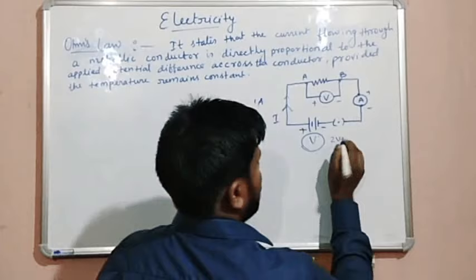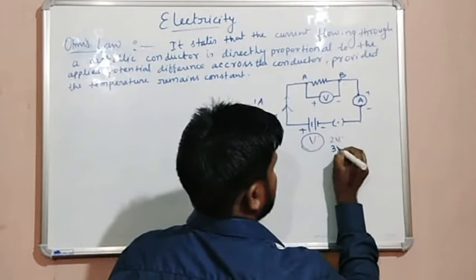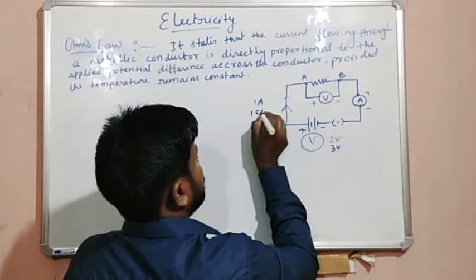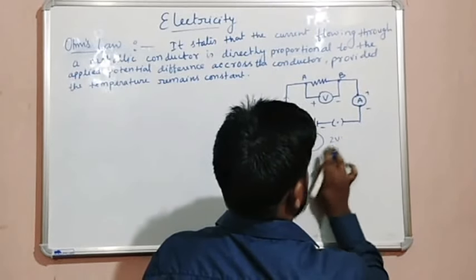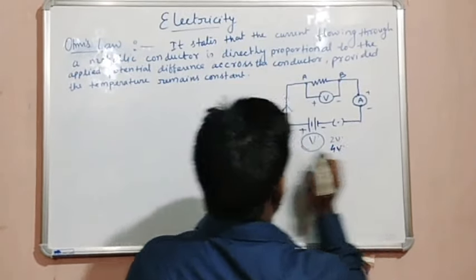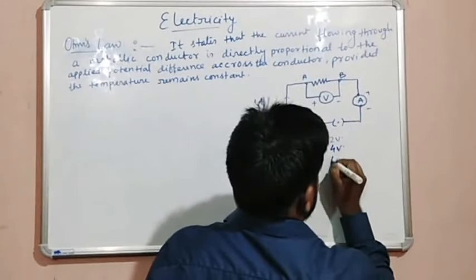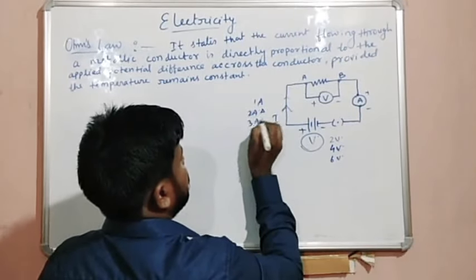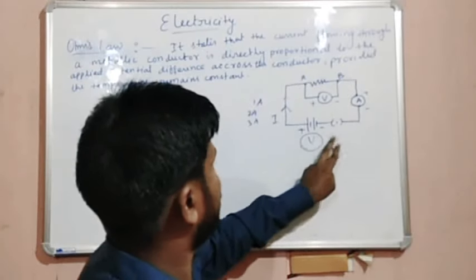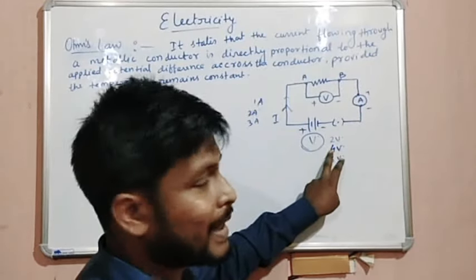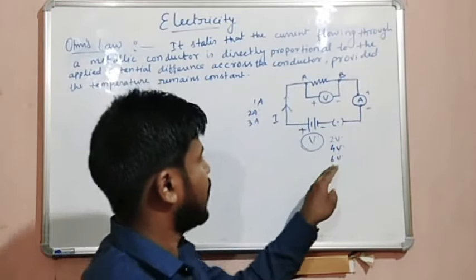Suppose I remove this battery and put another battery of 3 volt, I find the current 1.5 ampere, suppose. Similarly, I am using 2 volt and then 4 volt, then it will be how much? 2 ampere, then 6 volt, 3 ampere, and so on. What I am observing here is that for a 2 volt battery the current was 1 ampere, for a 4 volt battery the current flowing through the circuit is 2 ampere, and for a 6 volt battery how much current? 3 ampere.